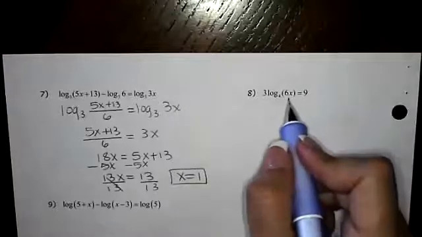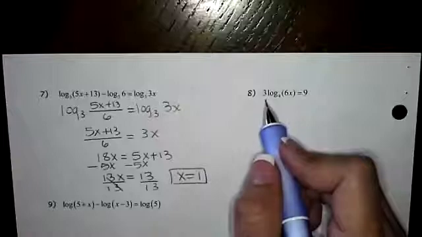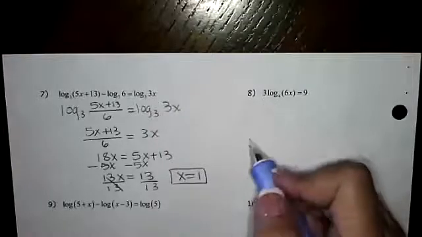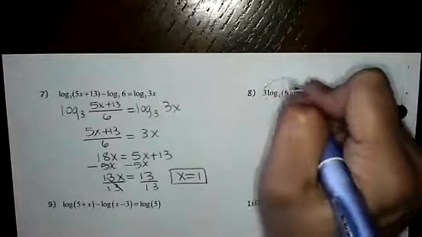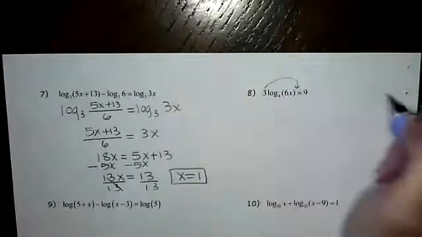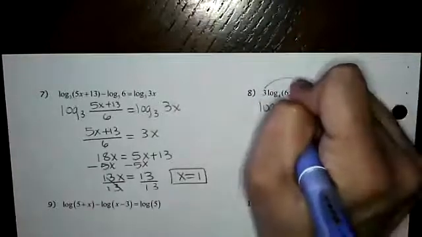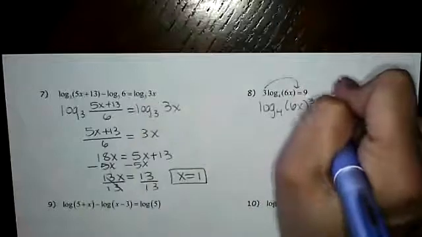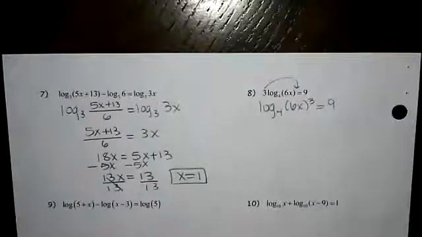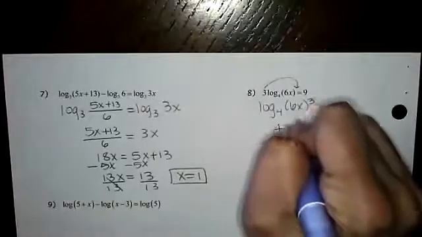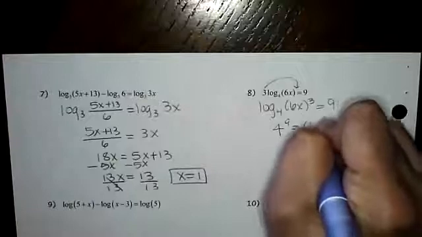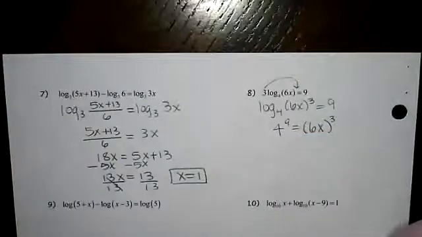All right, for this one here, again, I would have to use the log property to make sure that I have one log on this side so I can use the definition. So I'm going to use the product property, the power property here to get that up here so that the log is by itself. So I get log base 4 of 6x to the 3rd power is equal to 9. Now I'm ready to go ahead and use the definition. 4 to the 9th power equals 6x to the 3rd power.